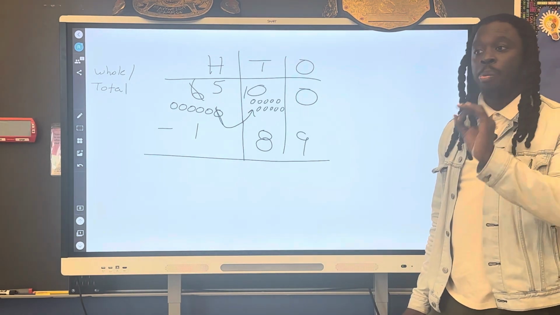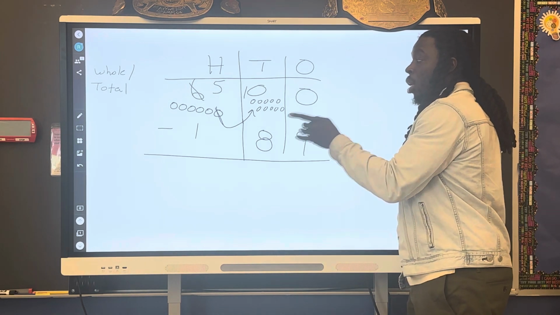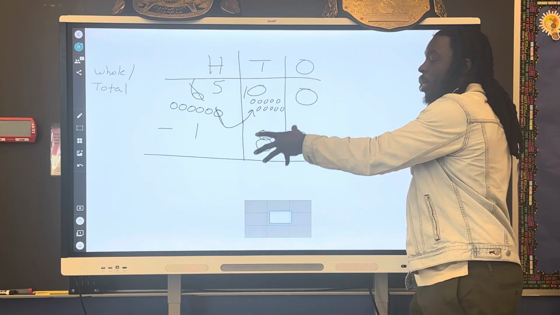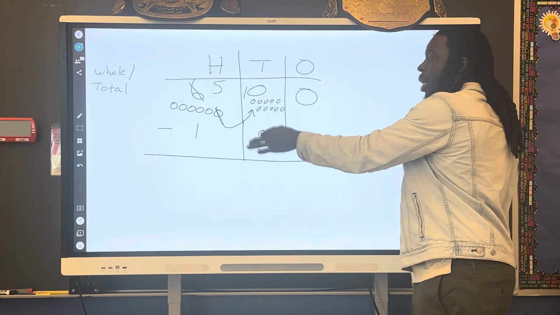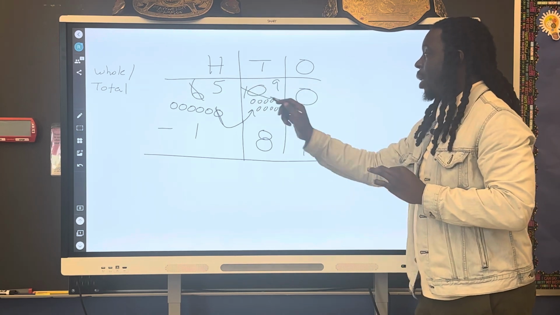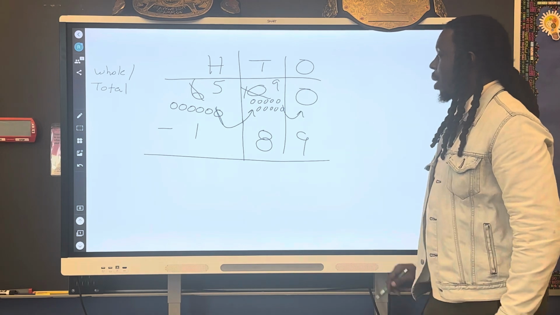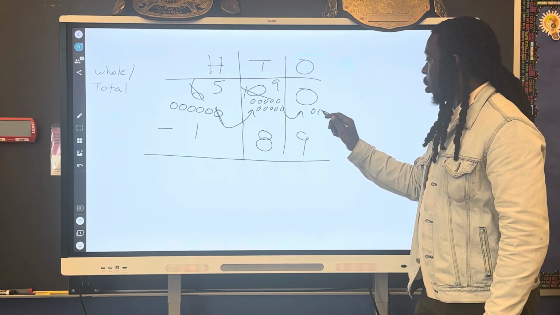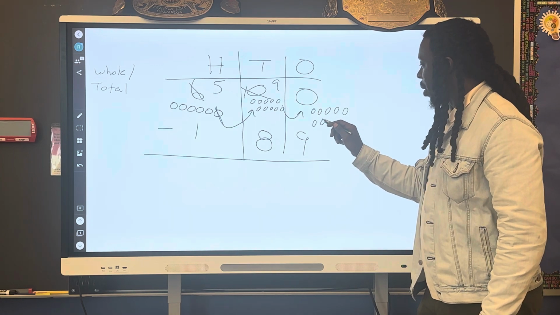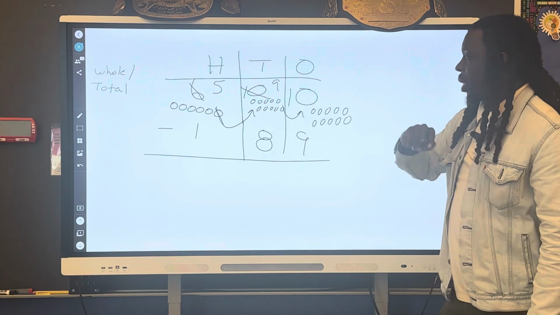Remember, the key important thing is we still have to come back to this ones place. So we can't keep this 10. We still need to take 1 ten to give to the ones. So I'm going to cross out here, make this a 9, because I'm going to give it to the ones, and we're going to put 10 in here. 1, 2, 3, 4, 5, 6, 7, 8, 9, 10. And now we make this a 10.